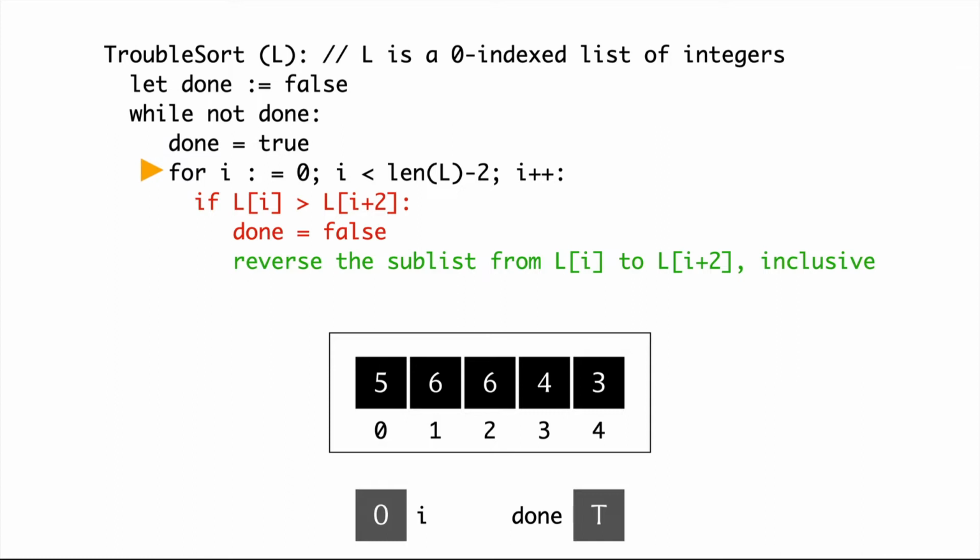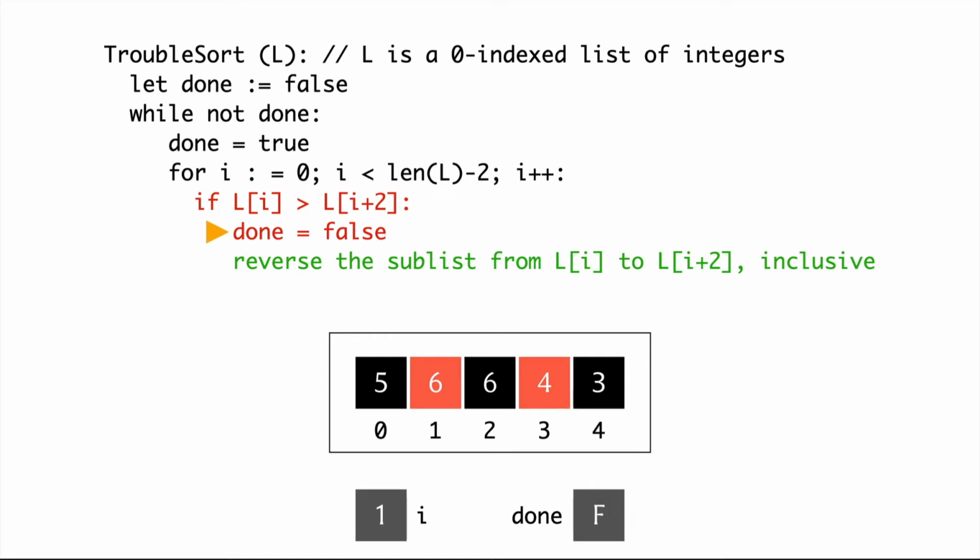And notice that in the first iteration of the for loop, we are comparing the elements at L of 0 and L of 2. So those elements happen to be 5 and 6, but notice that the conditional doesn't really trigger because 5 is not greater than 6. So we move on. We go back to the for loop, we increment I to 1, and now we are comparing the elements L of 1 and L of 3. However, this time the conditional will trigger because 6 is in fact greater than 4. So we enter this if block and we reset done to false.